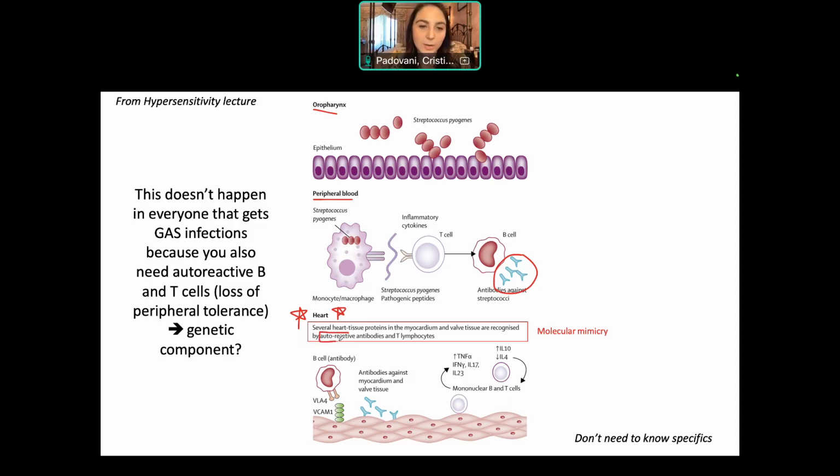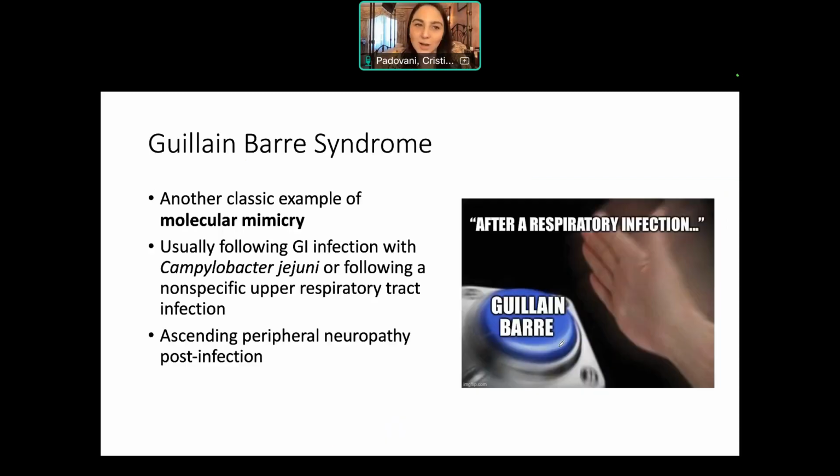And this is the key, autoreactive. So again, you need that loss of peripheral tolerance. This doesn't happen in everyone that gets strep throat. Oh my gosh, I've had strep throat so many times when I was younger. I don't have rheumatic heart disease, right? So again, in some people, for whatever reason, they have a loss of their peripheral tolerance, and that's who's going to be susceptible to this. But this is called molecular mimicry. Strep pyogenes is known for this. And then there's another one we'll talk about that is known for this right here.